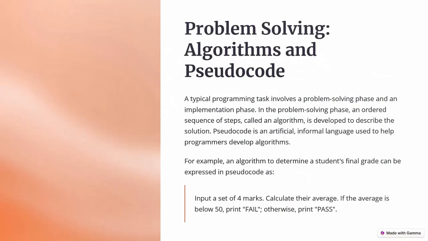Problem solving, algorithm and pseudocodes. A typical programming task involves a problem solving phase and an implementation phase. In the problem solving phase, an ordered sequence of steps called an algorithm is developed to describe the solution. Pseudocode is an artificial, informal language used to help programmers develop algorithms. For example, an algorithm to determine a student's final grade can be expressed in pseudocode as the following.